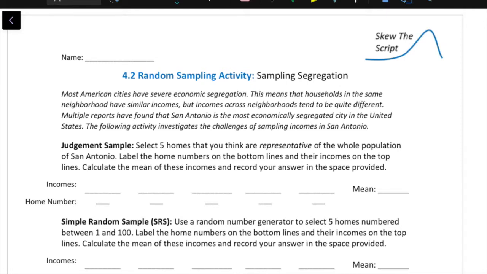This means that households in the same neighborhood have similar income, but incomes across the neighborhoods tend to be quite different. Multiple reports have found that San Antonio is the most economically segregated city in the United States. The following activity investigates the challenges of sampling incomes in San Antonio.